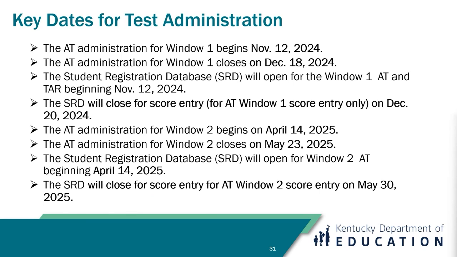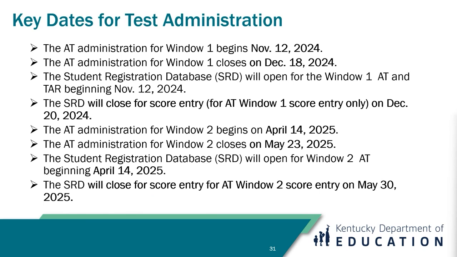The task administration for Window 1 begins November 12, 2024. The Attainment Task Administration for Window 1 closes on December 18, 2024. The Student Registration Database, or SRD, will open for Window 1 AT and TAR score entry beginning November 12, 2024, and will close for AT Window 1 entry only on December 20, 2024.